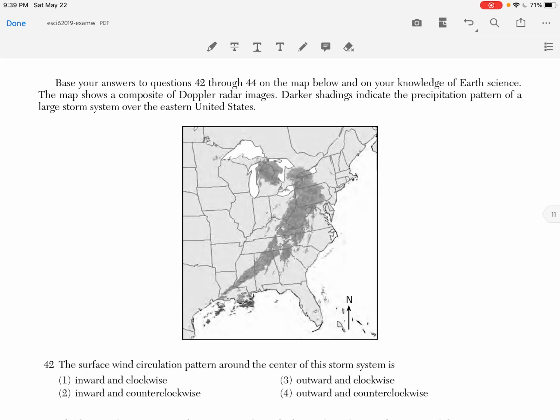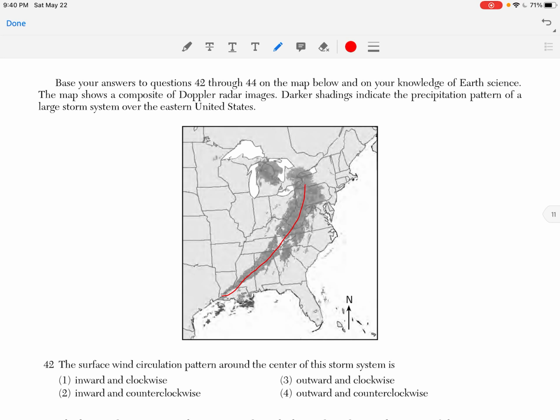All right, questions 42 through 44 are all based upon this map of a Doppler radar image of the eastern part of the United States. As you can see, there's definitely some cloud cover shown there. It's probably pretty stormy along this line. You can almost see a line that represents the front going right through here. Most likely this is a low pressure storm, probably a cold front, but it's kind of hard to tell exactly.